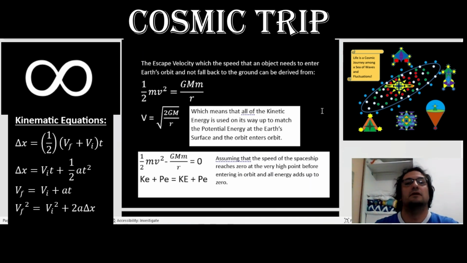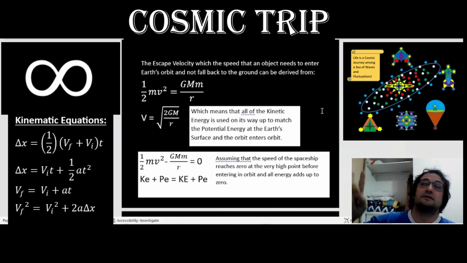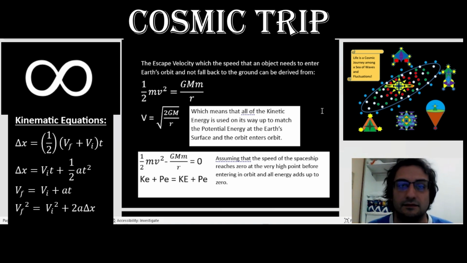Now, also important, especially if we want to launch something into orbit around the Earth, is the escape velocity, which is the speed that an object needs to be launched at to enter Earth's orbit and not fall back to the ground. Because when you launch something up, it reaches the highest point and then comes back down. So what would be the speed at which you launch it up and it never comes back again?